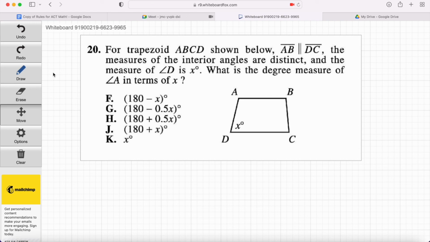Goodness. What are we solving for here? The degree measure of angle A in terms of X. We're solving for A, in terms of X. Well, this is drawn to scale, right? All the questions on the ACT are, unless they mention otherwise, like that previous one. Thank goodness, but in general, it's drawn to scale.